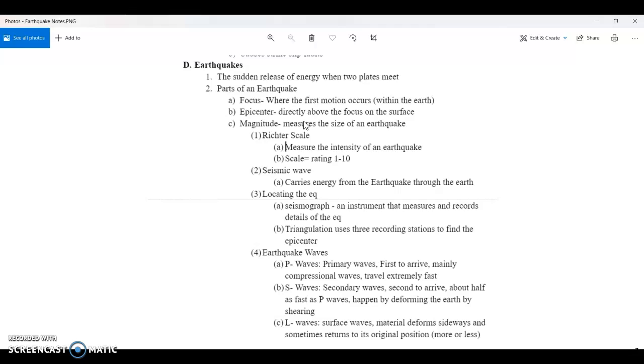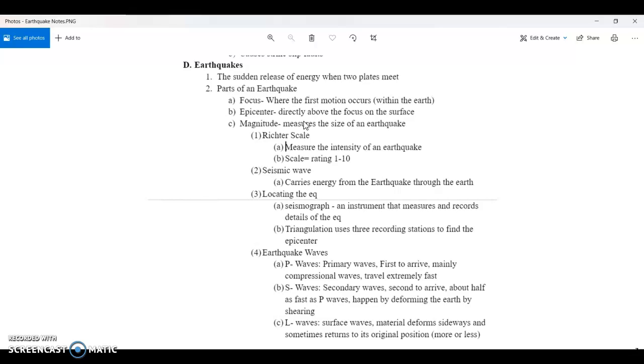And locating an earthquake is a process that scientists will use a tool called a seismograph. It's an instrument that measures and records details of the earthquake. It looks like a lie detector test, if you've seen those on different TV shows or whatever.